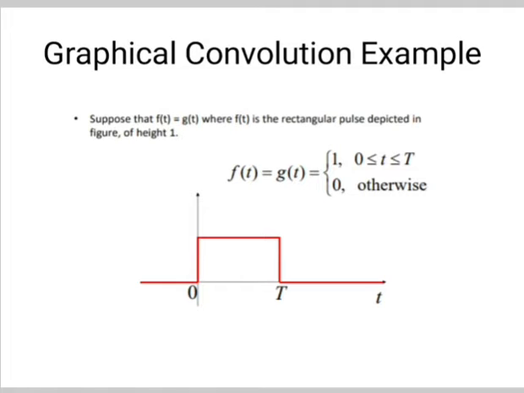Now we have seen the convolution sum also. It has different properties like the commutative property, associative property, and distributive property. So this is what we have seen already in the previous lecture.